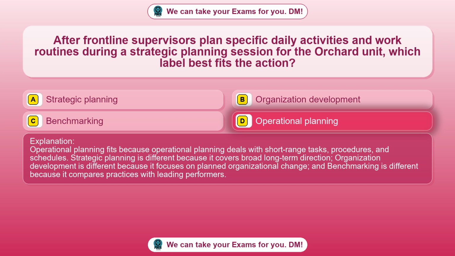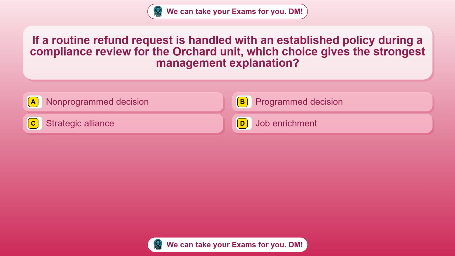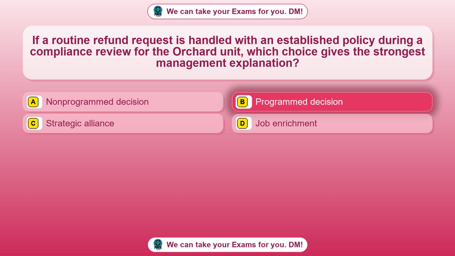Question 49. If a routine refund request is handled with an established policy during a compliance review for the orchard unit, which choice gives the strongest management explanation? Option A, non-program decision. Option B, program decision. Option C, strategic alliance. Option D, job enrichment. The correct answer is option B, program decision.